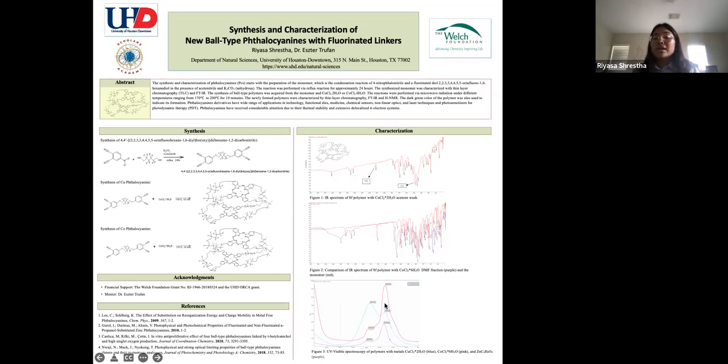As we can see, the locations of these peaks are similar because of the general structure of phthalocyanines. It's just because of the metals that are used during the reaction that causes the shift. And also the intensity depends on the concentration and purity of the samples. And in the future, I will be doing more TLC and doing more purification, and try to grow a single crystal to make sure the structure that I got is correct for the ball-type phthalocyanine.